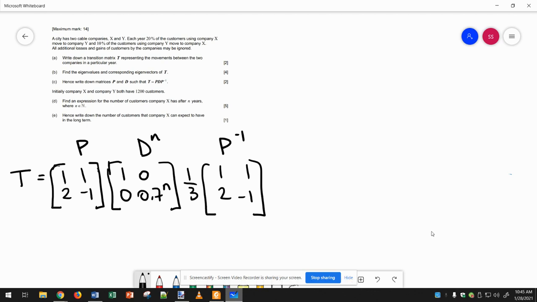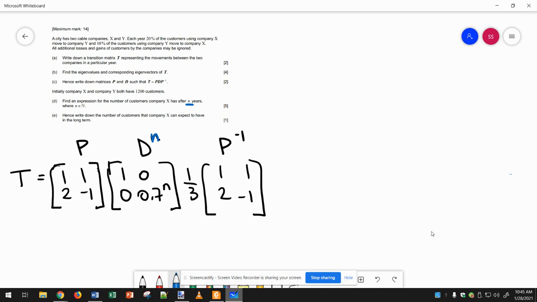Okay, so here's part D and E. I've written down T equals PDP inverse, but what's not really given is that you need to put this n into the power on matrix D. This is where, if part D said find the number of customers after 12 years, you would just plug in 12 into this matrix.